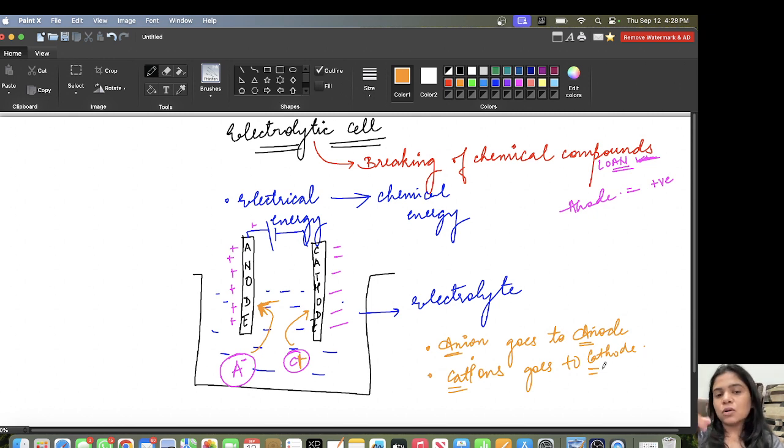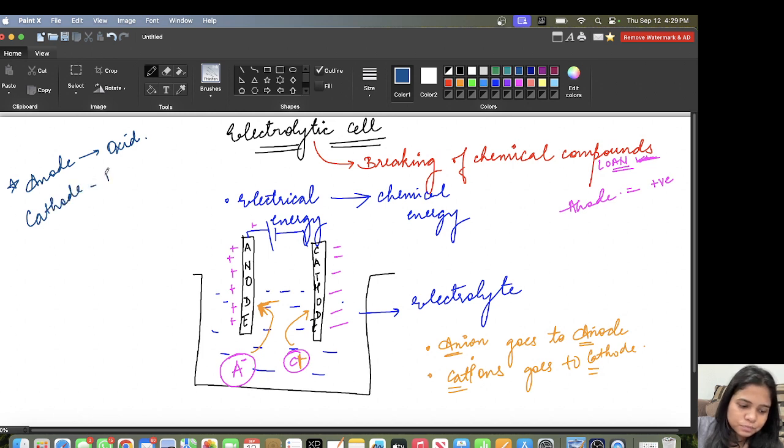But just remember anode and cathode will do oxidation and reduction respectively, like in the electrochemical cell. Anode will undergo oxidation and cathode will undergo reduction here also. So why are there anions and cations here? Because your electrical energy is breaking down the electrolyte into anions and cations.